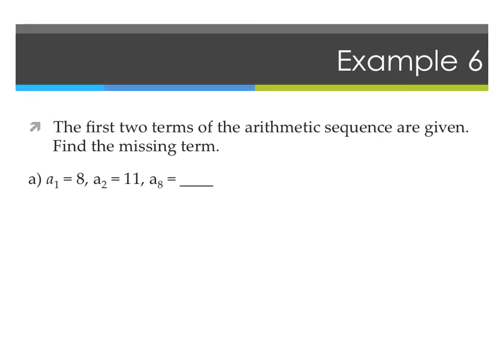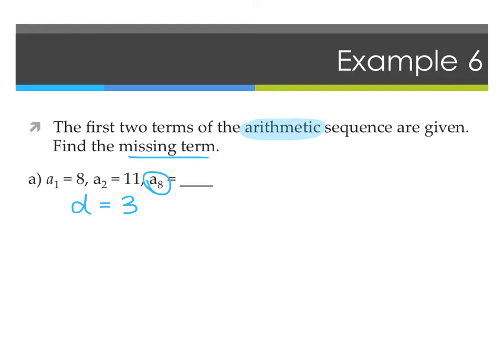All right, now it says the first 2 terms of the arithmetic sequence are given. Find the missing term. So important is the word arithmetic. It's telling you it's arithmetic, which means that it's going to continue to be the same jump. So if I go from a sub 1 being 8 and a sub 2 being 11, what is d? 3. And then it says find the missing term. I want to go to a sub 8.